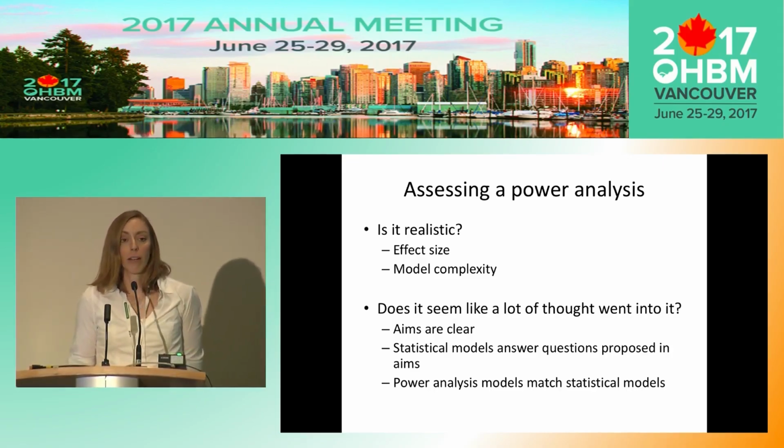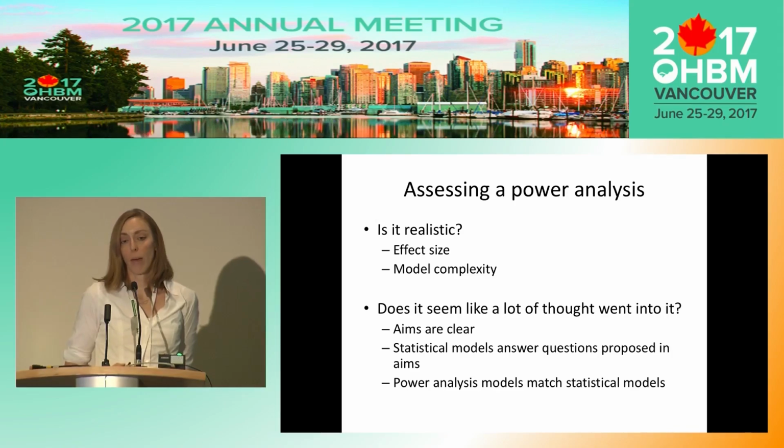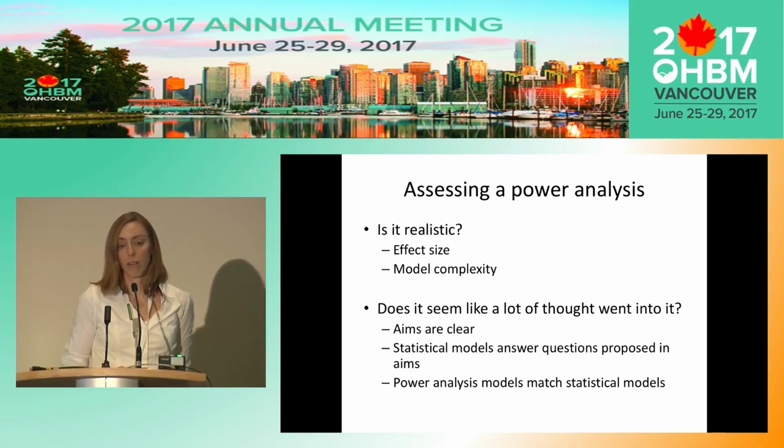Also, you can look at how complex the model is. Are they doing something simple, like a one-sample t-test that's really easy to power? Or are they doing something really complicated, like a multivariate model or a structural equation model? Those things have a lot of parameters to estimate. And the more parameters there are in a model, the harder it is to power it.